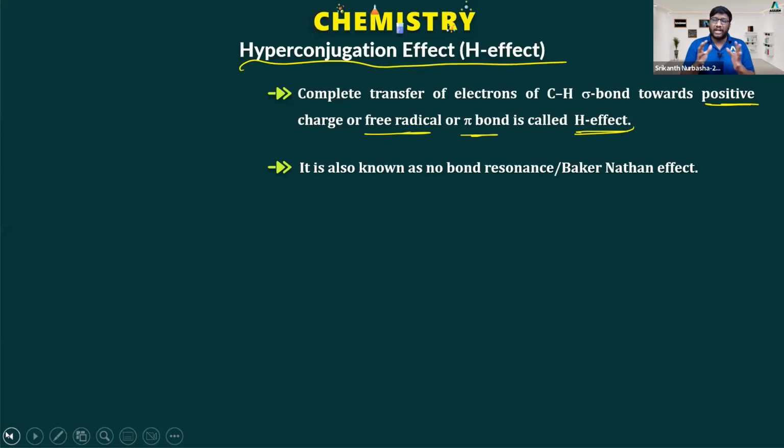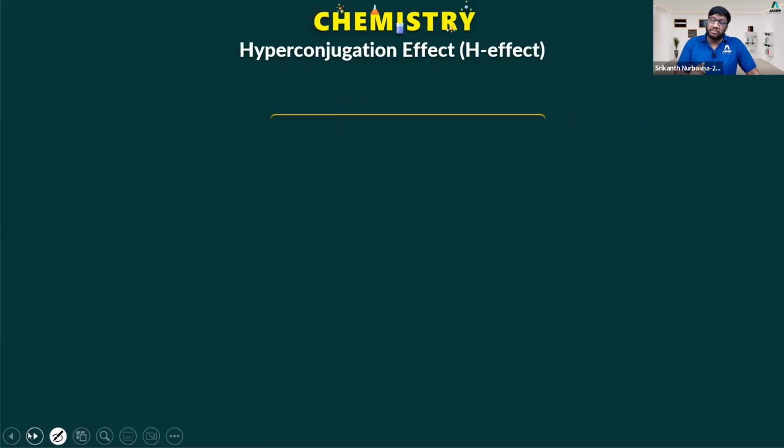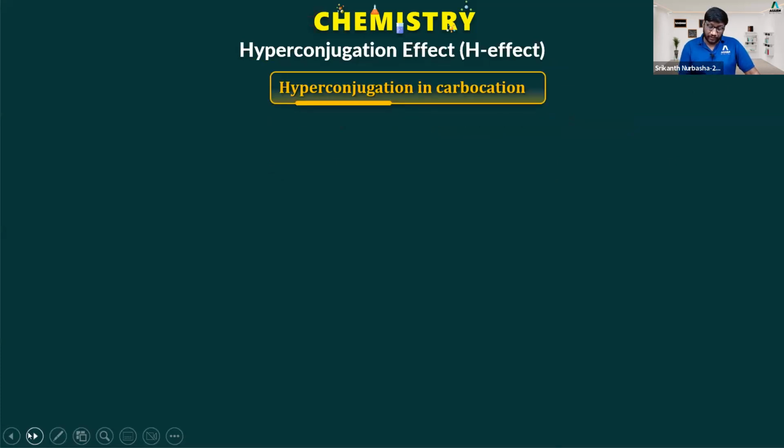Whenever we have a carbocation or alkene or free radical, in that case hyperconjugation is present. For carbanions, there is no hyperconjugation. The complete transfer of CH sigma electron density into the adjacent positively charged carbon, that is vacant orbital carbon, or free radical or C double bond system, that is said to be hyperconjugation. Let us look at this hyperconjugation or no bond resonance for different cases and write the respective hyperconjugated structures.